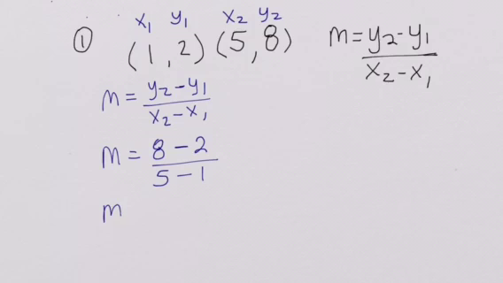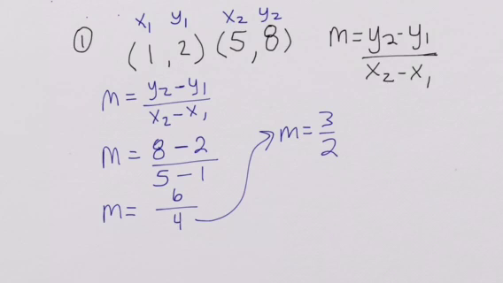Now we're going to go ahead and simplify the numerator. 8 minus 2 is 6. Simplify the denominator. 5 minus 1 is 4. And now we're going to double check to make sure we can't simplify our slope. So our slope is going to be 6 over 4, which simplifies by 2, which is going to be 3 over 2. Because the fraction is positive, then we say that our slope is positive.